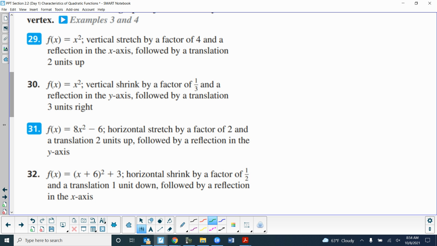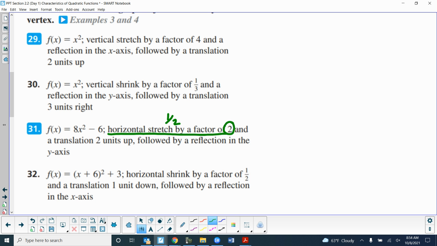Yes, I have a question about 31. When you give us the answers, you turn a 1/2 into a 1/4. Why? Okay, because we did a horizontal stretch by a factor of 2. Since it's horizontal, we're actually going to multiply the x by 1/2, right?